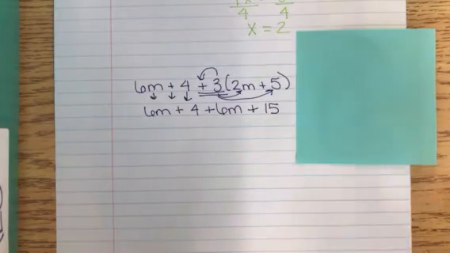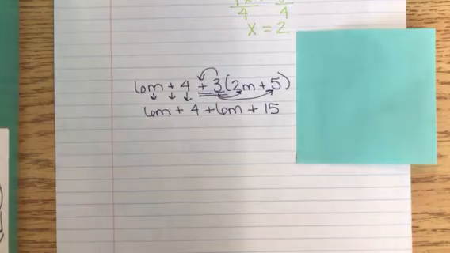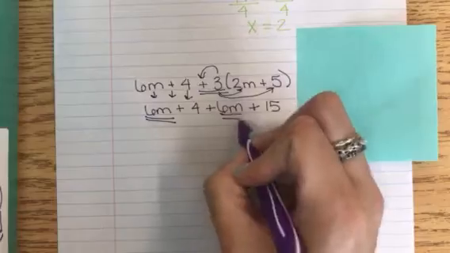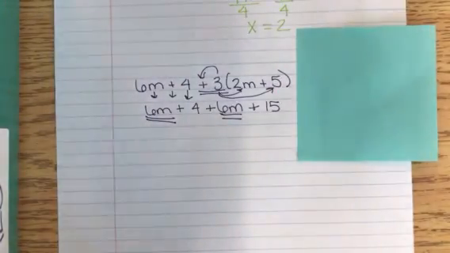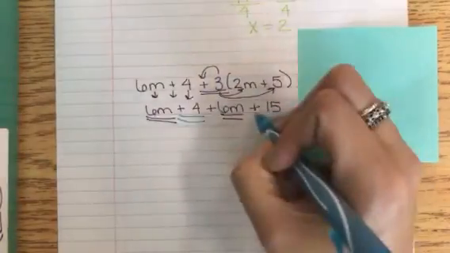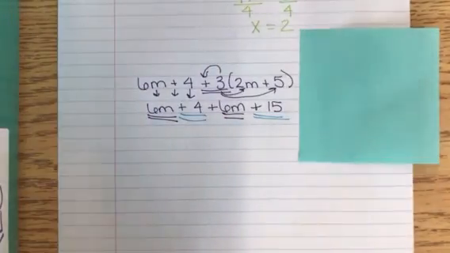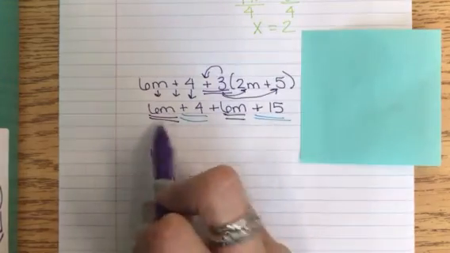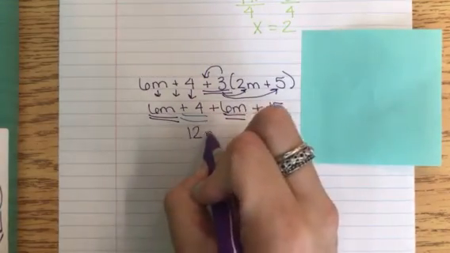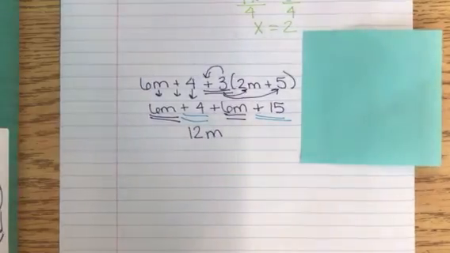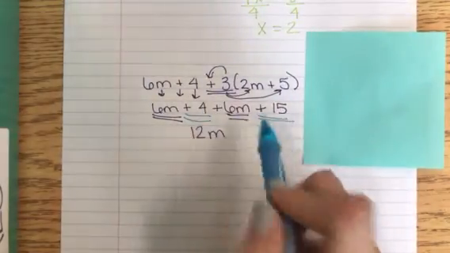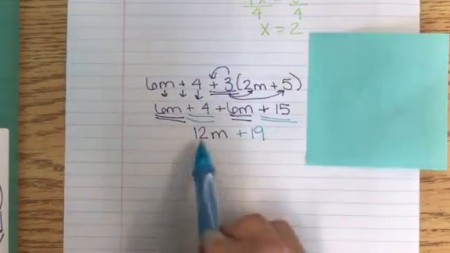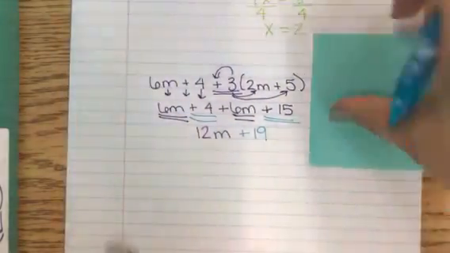Now when I look at this, I want to see if there's any like terms I can combine. These both have the same label. They both have m's, so those can go together. But these also can go together. So we have a couple things we can combine. 6m plus 6m, 6 plus 6 gives me 12. And a positive 4 plus a 15 will give me a 19. Right, I got everything simplified. I'm down to this nice, simple two-step piece.